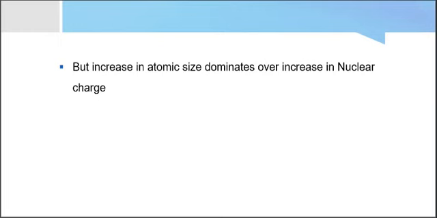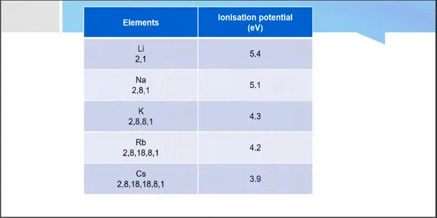So here again, the increase in number of shells dominates over the increase in nuclear charge. Since the number of shells is increasing, the valence shell becomes far from the nucleus, so the nuclear force of attraction becomes very less on the valence shell. Hence very little energy is required to remove the electron from the valence shell. So the ionization potential decreases down a group.